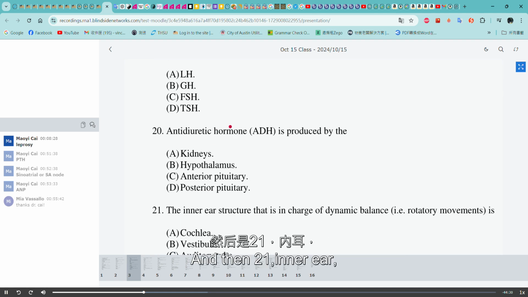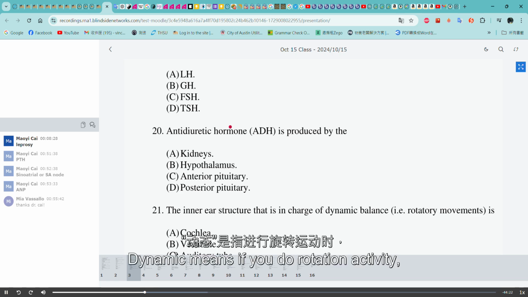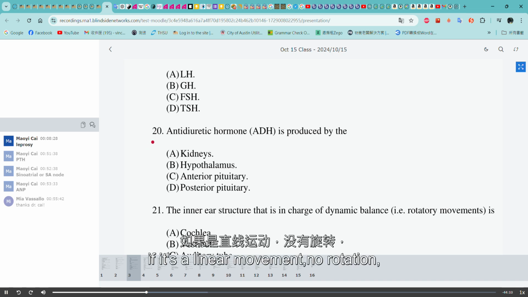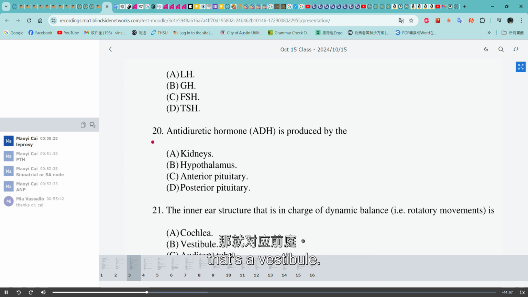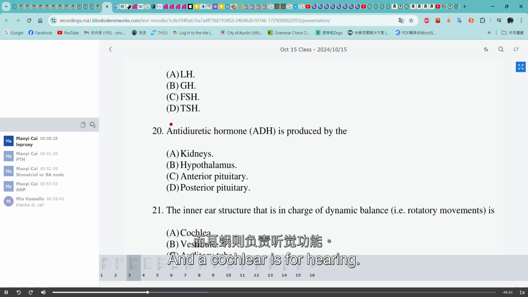Okay. And then 21, inner ear structure, right? For hearing, for balance, or they particularly ask for dynamic balance. Dynamic means if you do rotation activity, it can keep you balanced. And what structure is that? It's the semicircular canal. So that's dynamic. Now, if it's a linear movement, no rotation, that's the vestibule. Vestibule is for linear balance, okay? And the cochlea is for hearing.